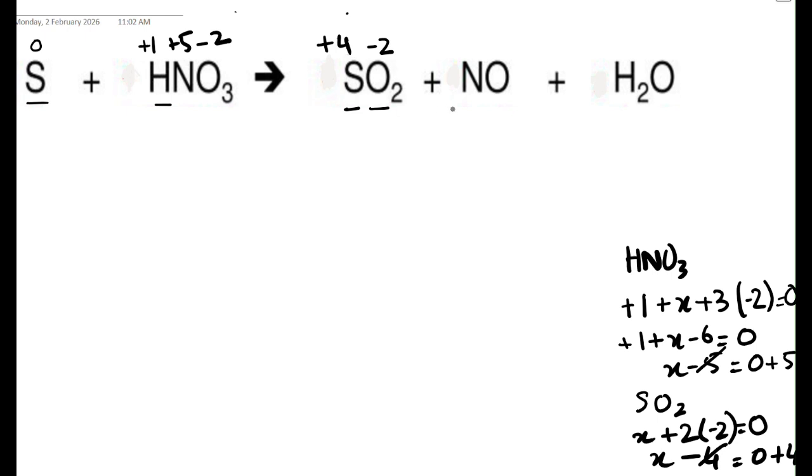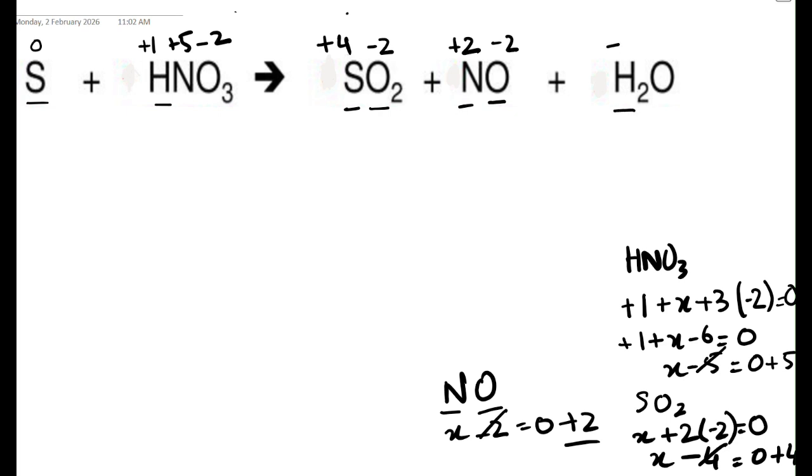Then we have over here nitrogen and oxygen. Same thing over here, right? Then we have NO over here. Let's say we don't know what nitrogen is, but for oxygen I'm sure it is -2. So we will do this, and if it goes there, this becomes +2, right? So this is +2 here and this oxygen is -2 here. Hydrogen we already know it's +1 and oxygen we already know it's -2, right?